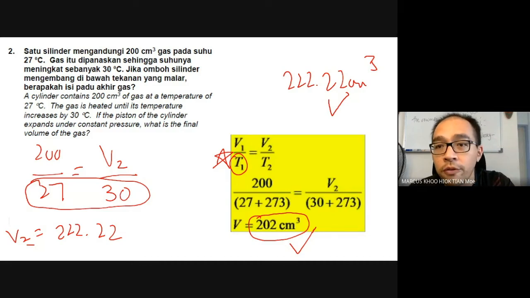So for the 5 people that got 222.22, we learn from this mistake. It's okay that you made this mistake now, but let's learn from this. The formula is easy, but make sure that you don't make the mistake.